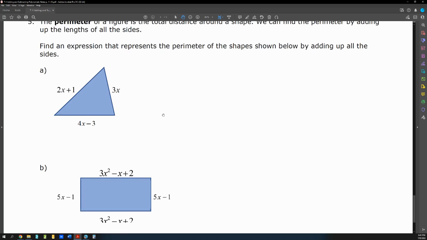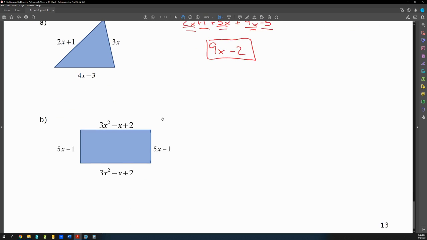So 5a, we've got a triangle. To find the perimeter, I'm going to add up all of the sides. So the side lengths, 2x plus 1, 3x, and 4x minus 3. We're going to add all of these up. Adding is just like combining like terms. So 2x, 3x, and 4x gives us 9x. And then our constants, 1 and negative 3, gives us negative 2. And so an expression that represents the perimeter of this triangle is 9x minus 2.